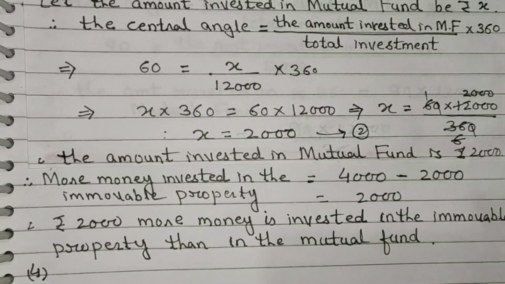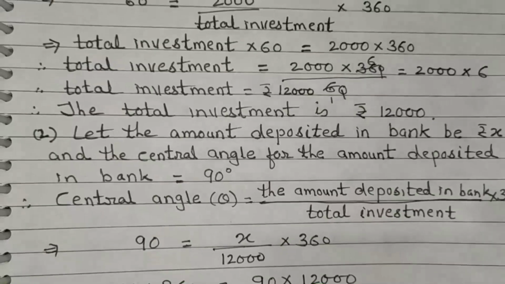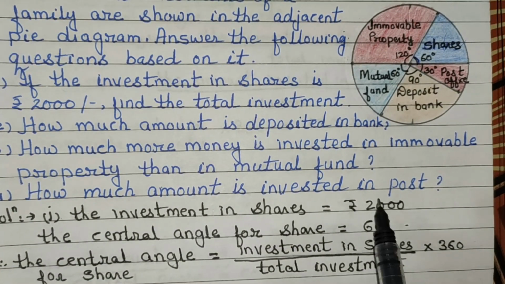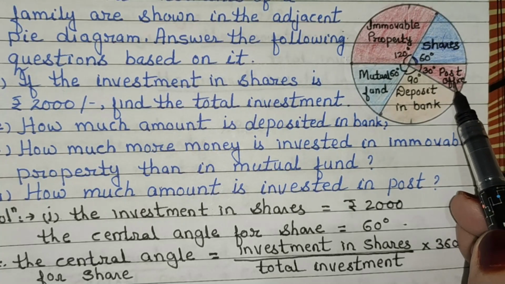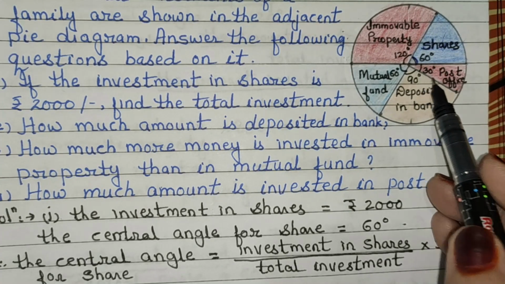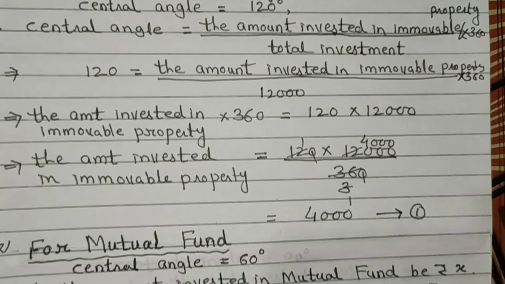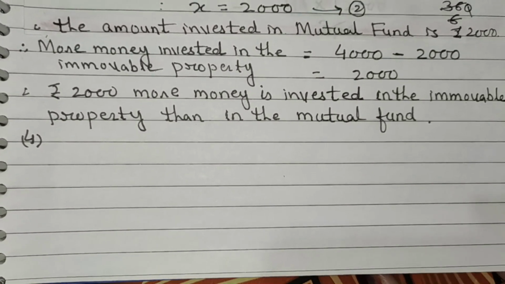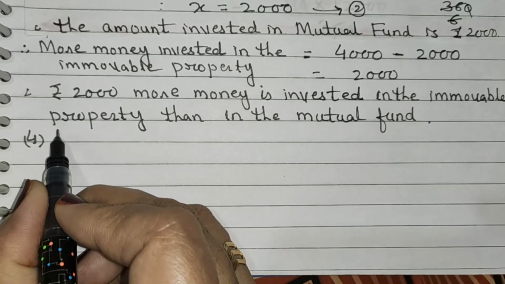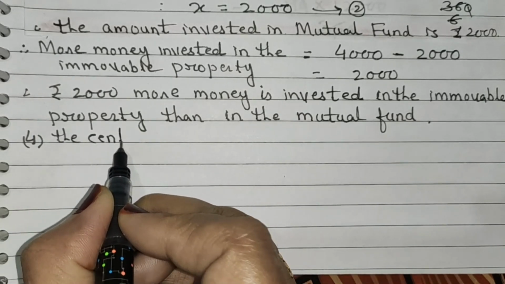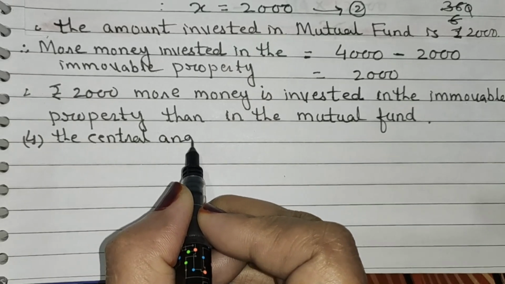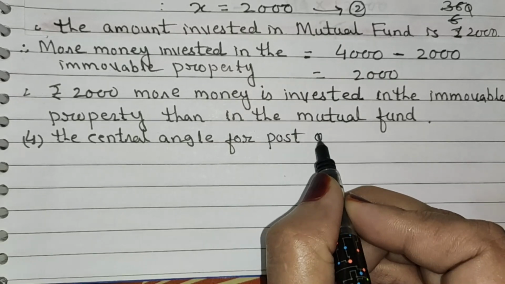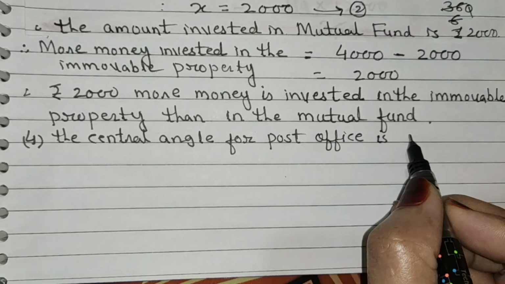Now next, fourth one. Now look at here. Fourth question is, how much amount is invested in post office? Now look at here, post office, the central angle of post office is 30 here. Therefore, simply by using the formula, write down here the central angle for post office is 30 degrees.